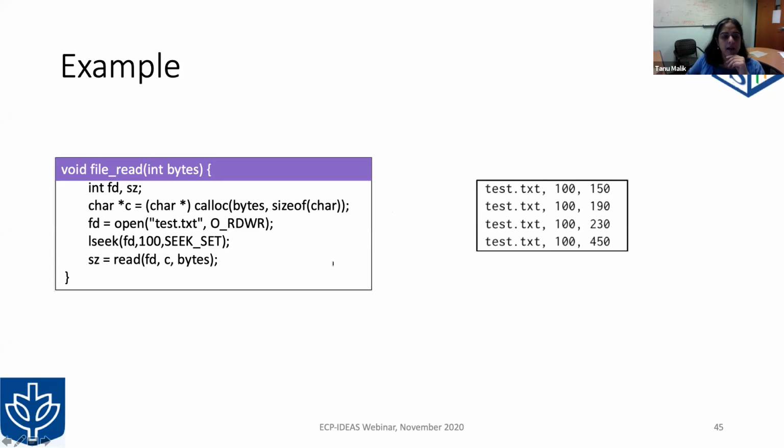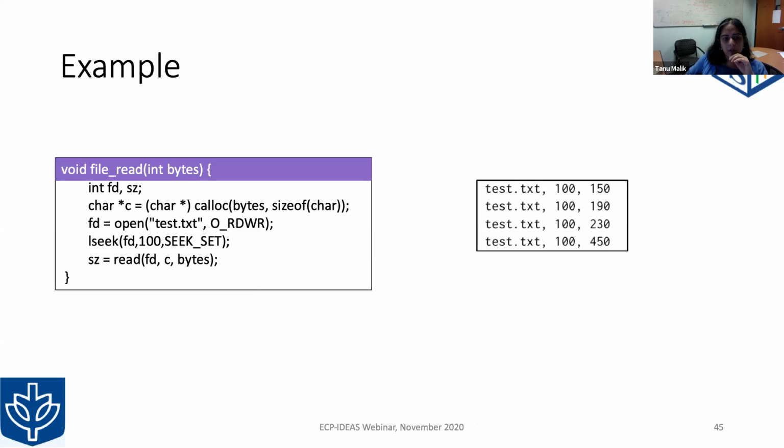So let's say, just to motivate this idea, we have a simple program that opens this file over here, test.txt, and it is seeking to byte position 100, and it is reading C number of bytes. And let's say this program was run such that every time it is run, it is reading from 100 to 150 or 100 to 190. So we have this information that these are the possible executions of this application.